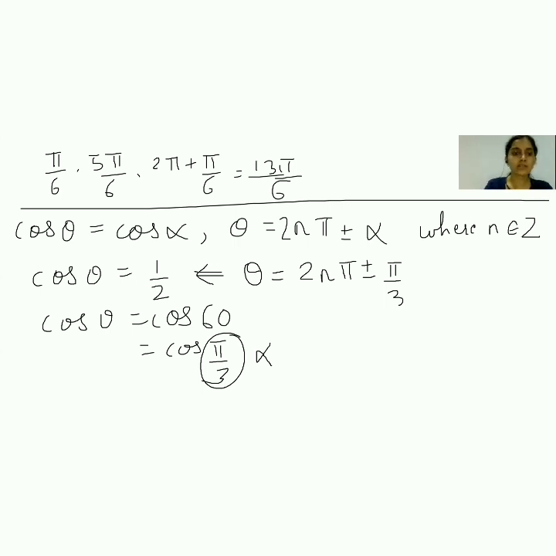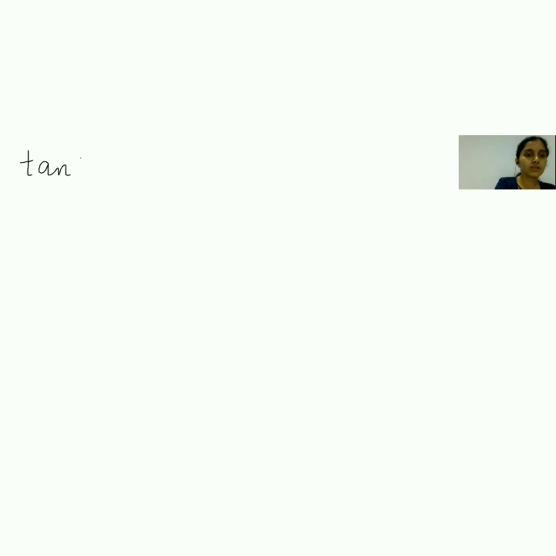The next one is tan of theta. So tan theta is equal to tan alpha, which can be got from sin theta upon cos theta. So when you do that, what is the value you get for tan alpha? We can say theta is equal to n pi plus alpha, again where n belongs to Z. Okay, this is the value for tan theta.